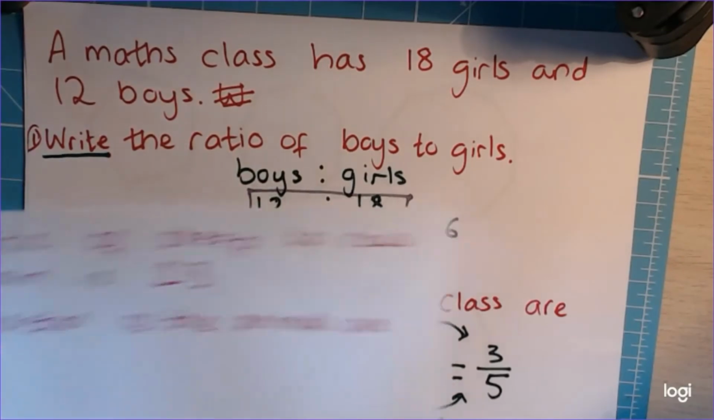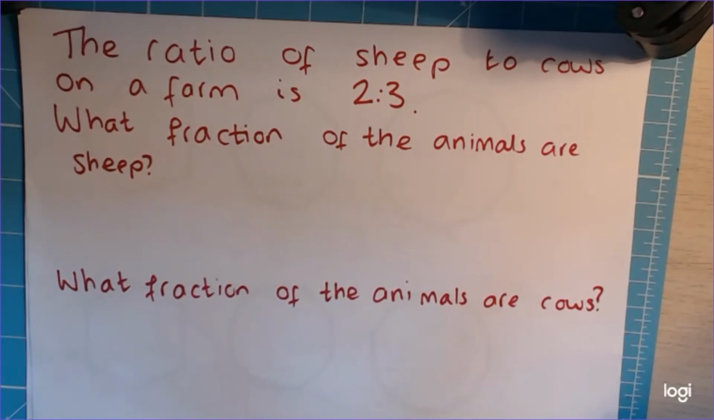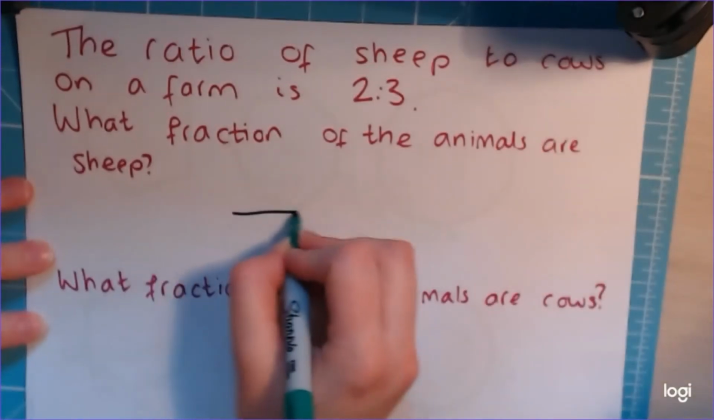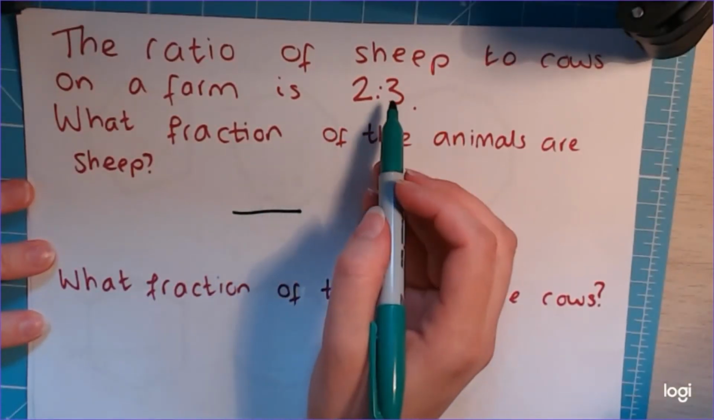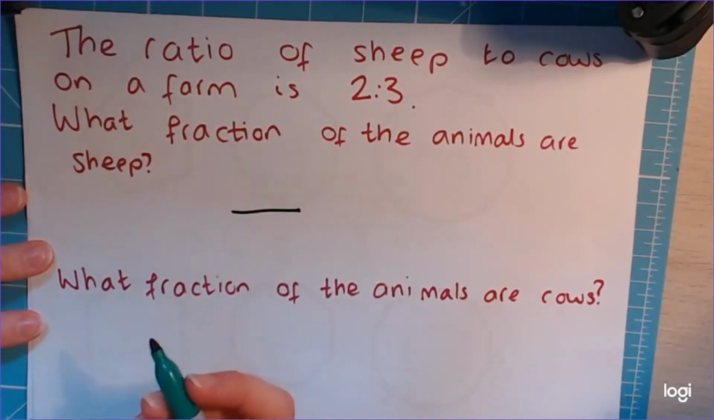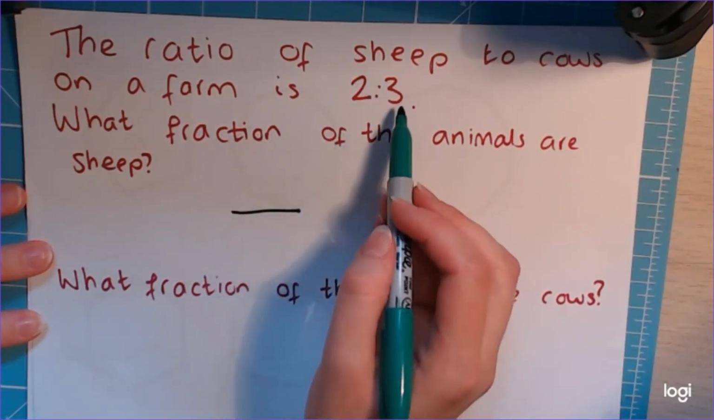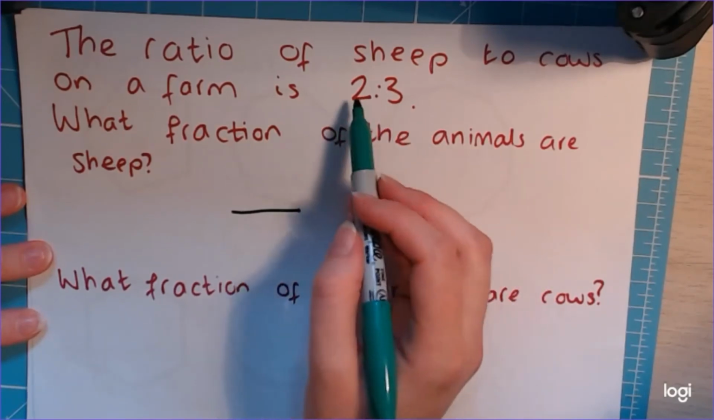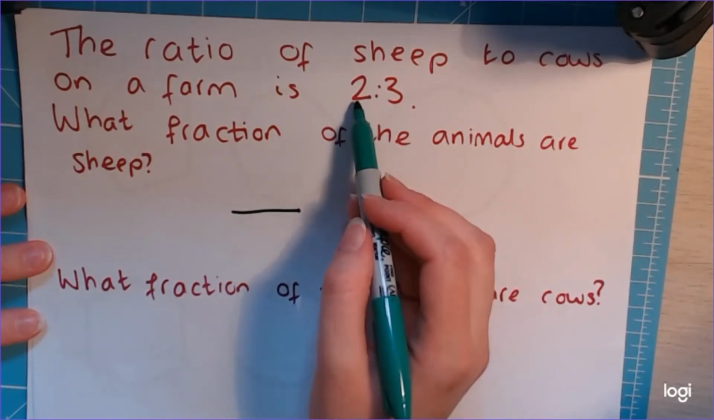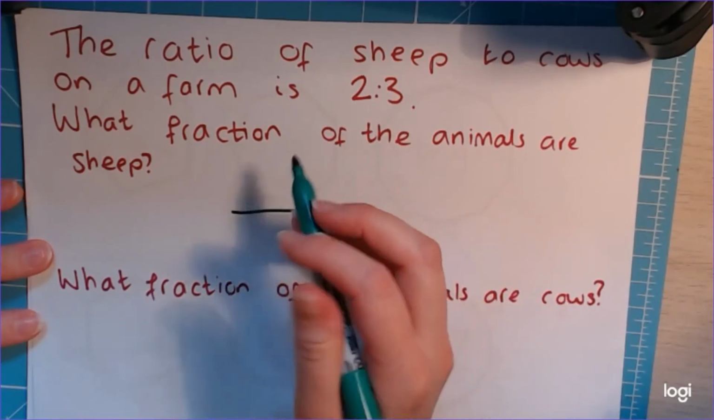I've got one more example for us to have a look at, and then I'll let you get on with trying some by yourself. So here we've got the ratio of sheep to cows on a farm is 2 to 3. So what fraction of the animals are sheep? So again, we're looking at how many are there altogether. And don't forget, this is how many parts. We don't know how many actual animals are in this field. Okay, this is just our representation. This is our ratio. So for every 2 sheep, there are 3 cows. So we don't know. There could be 10 sheep and 15 cows. Okay, we've not been told that. We just want to know the fraction.